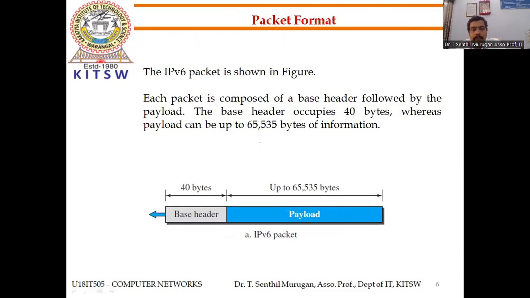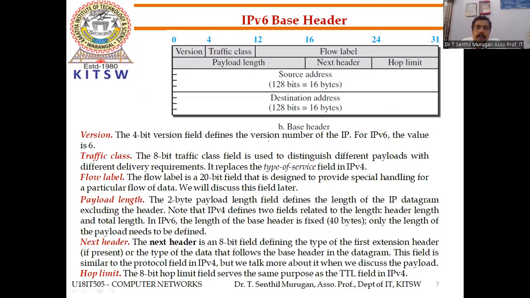So now see the packet format. This is the entire packet format, and this is the data size. Payload means data. The maximum data is 65,535 bytes. These 40 bytes are fixed for the base header. For each and every payload, there is a header, and that header has 40 bytes. It is fixed. There are no changes. The payload will change according to the data size of the transmission.